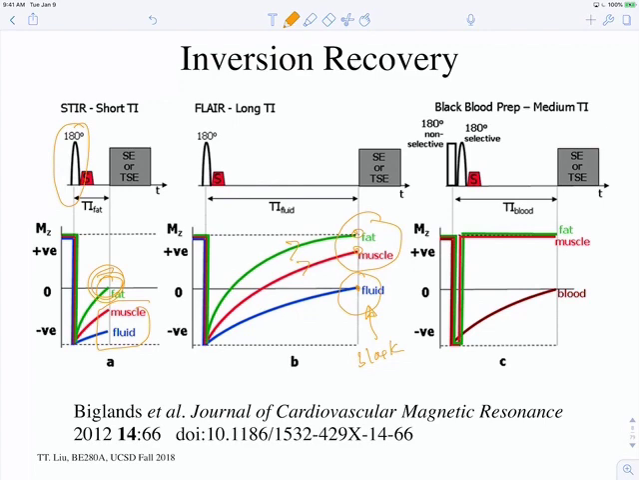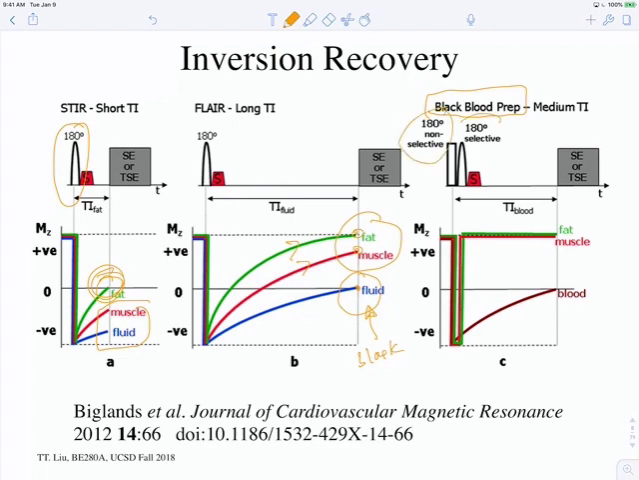Okay. This is a pretty interesting one. This is called black blood preparation. It's used a lot for cardiac imaging, where you want to get rid of the signal from blood that's in the heart, so you can see the heart wall better. And this is interesting because you see here they apply two 180 pulses.